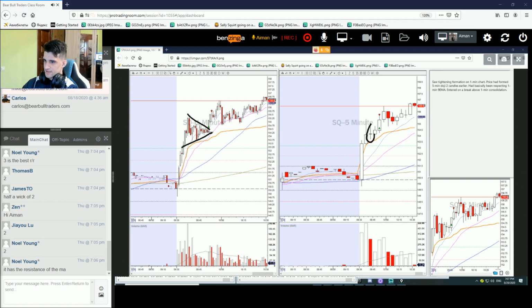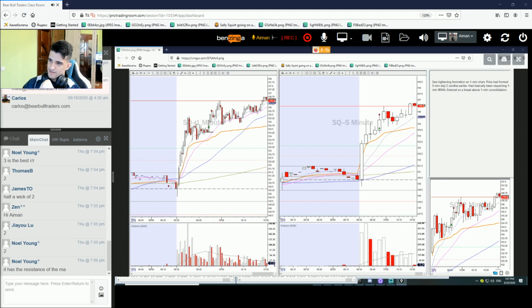There it is, an indecision candle. 5 minute doji, 2 candles earlier. It had basically been respecting the 1 minute chart, the 9 moving average on the 1 minute chart. Entered at the break above the 1 minute consolidation. Now guys, look at this. It could be a good parabolic reversal if we think about it, right? Why is that? Because it's 1, 2, 3, and after the third candle, a pullback is usually expected.